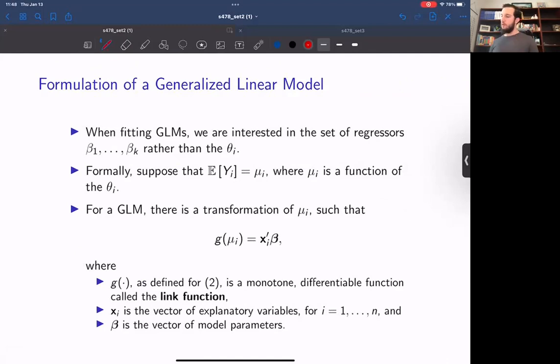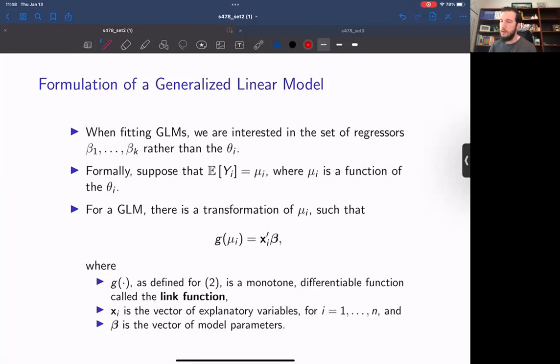Right? So we're going to say that the expected value of the response variable is equal to mu i, where mu i is a function of the theta i. And then we are going to transform the mu i using that link function we talked about before, such that g of mu i is equal to x_i transpose beta. And this is the general form of our generalized linear model.